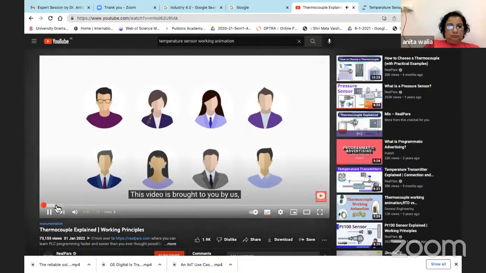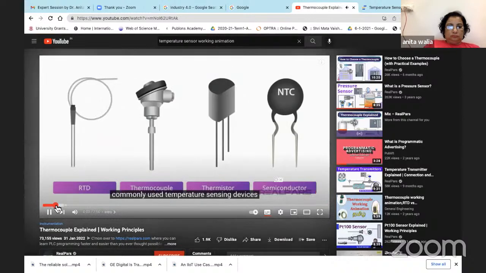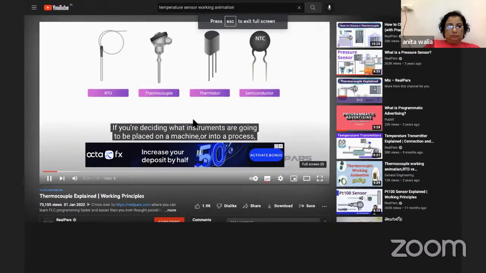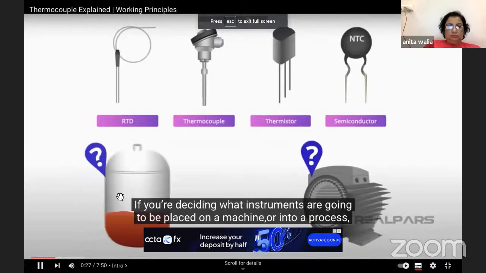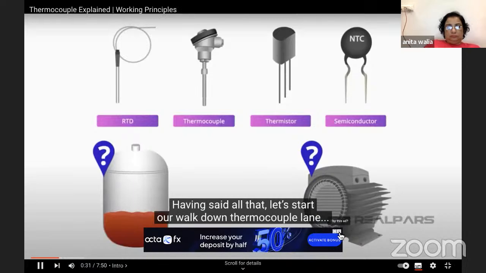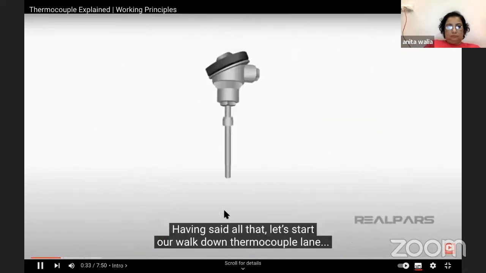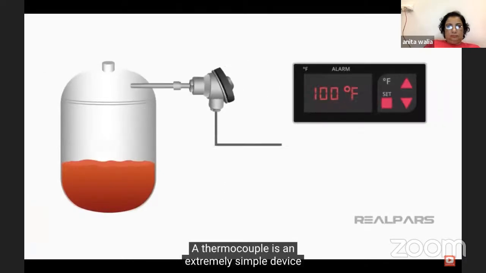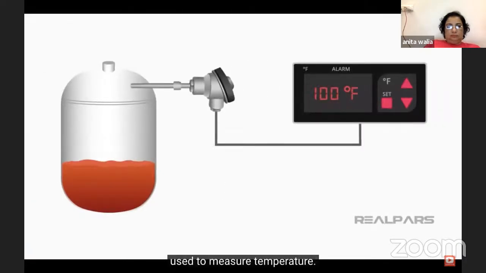This video is brought to you by us, Real Parts, the Thermocouple. If you're deciding what instruments are going to be placed on a machine or into a process, the more information you have, the better. Having said all that, let's start our walk down thermocouple lane. A thermocouple is an extremely simple device used to measure temperature.